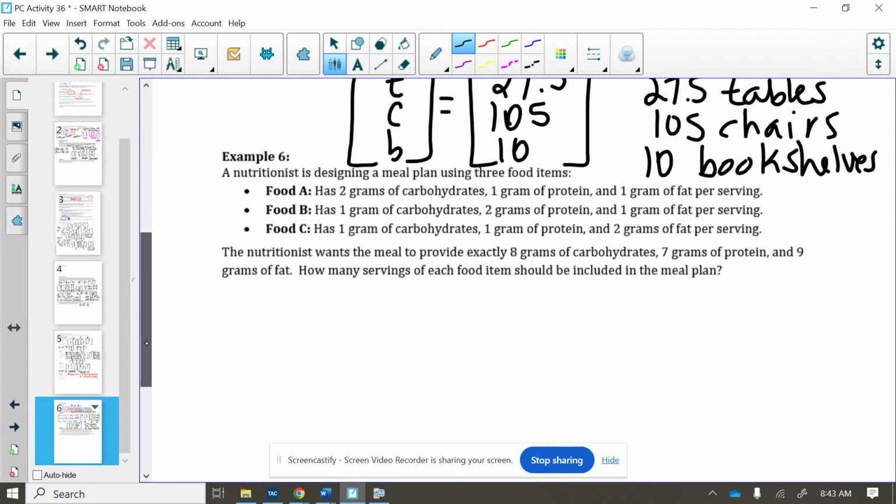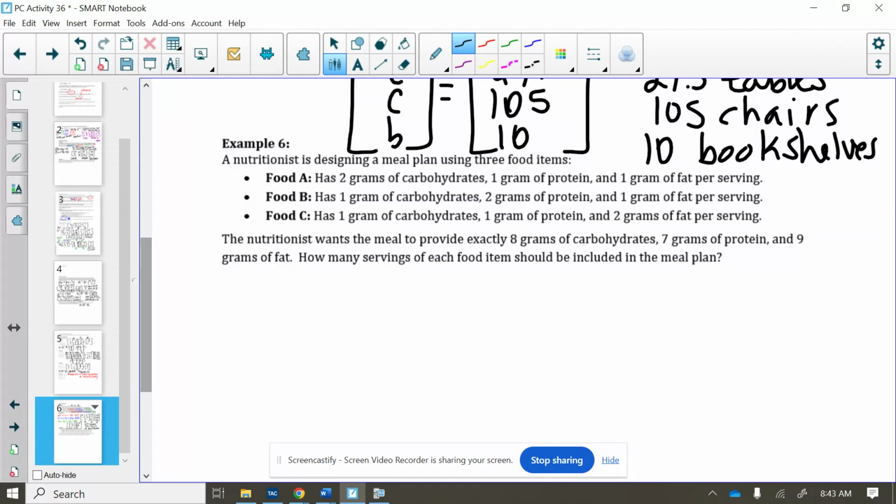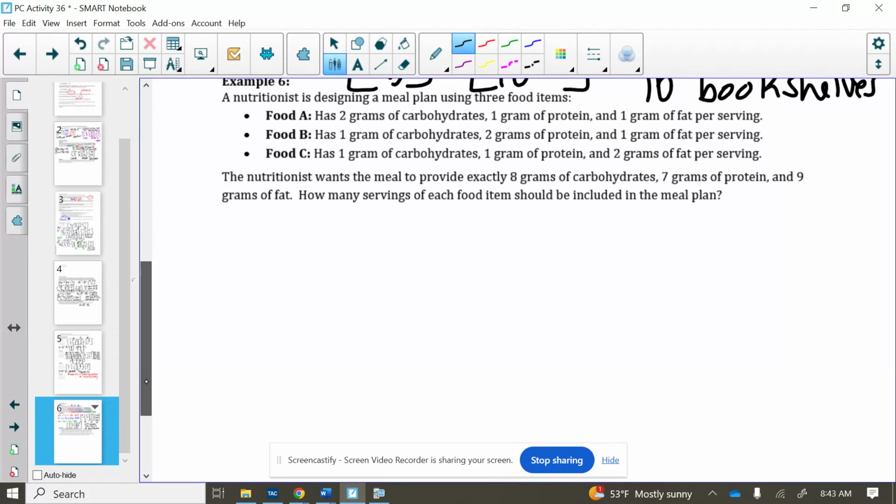All right, last one is for you to try. This time we have foods A, B, and C. They're carbs, proteins, and fats. You want to set up a system and an equation and then ultimately solve for how many servings of food you should have for each meal plan for the food A, B, and C.